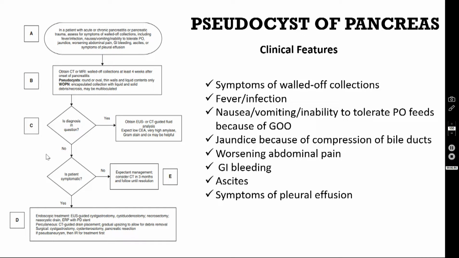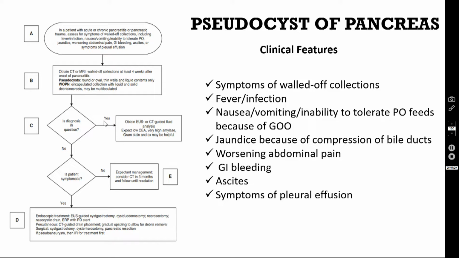This is the algorithm you are seeing in all my slides, because my talk today is based on this algorithm only. A is defining the etiology and the clinical features in walled off pancreatic necrosis. B is showing what investigation you have to do and it is defining the two types of walled off collections, that is, pseudocyst and walled off pancreatic necrosis. So that is the definition. And C is how to approach this case, how to manage it.